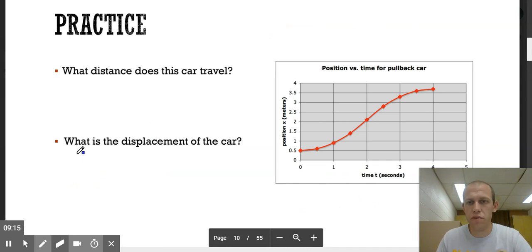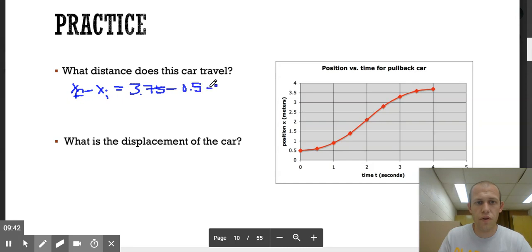Try to get one last example in here. We have a graph of position, and we want to know the distance that this car traveled. So it starts at 0.5 and it goes to like 3.75. So the distance is the final position minus the initial. And that will give us 3.75 minus 0.5, which is about 3.25. So that would be the distance traveled, and it's actually also going to be the displacement, because that's how far you are from the initial starting point.